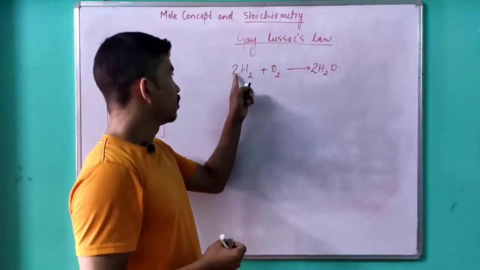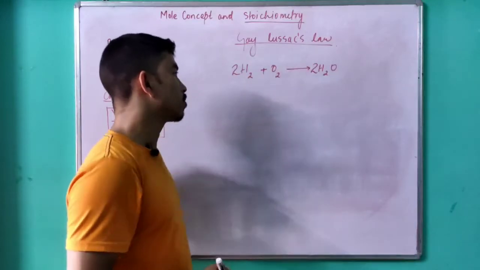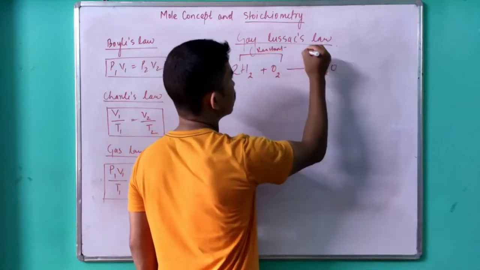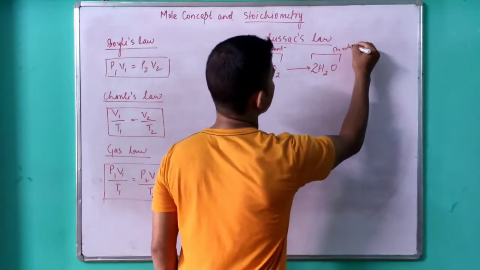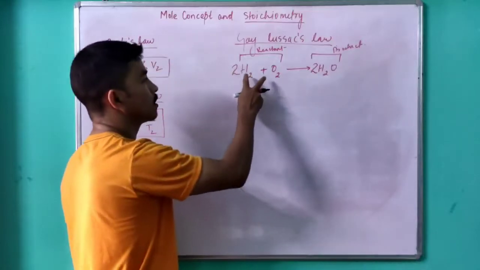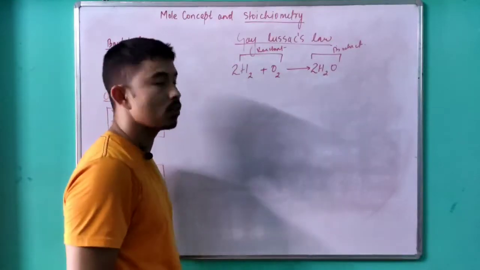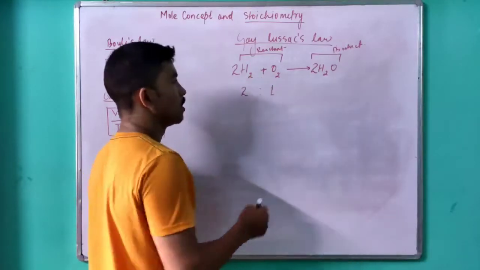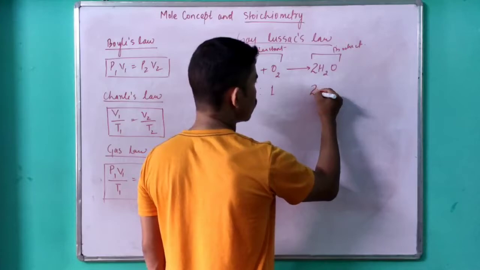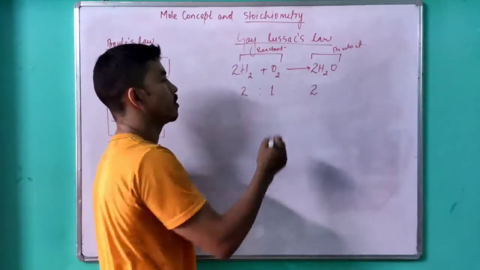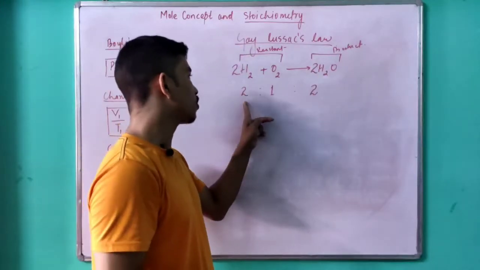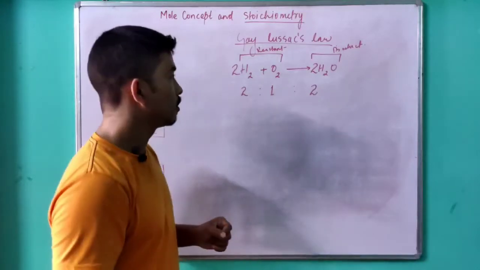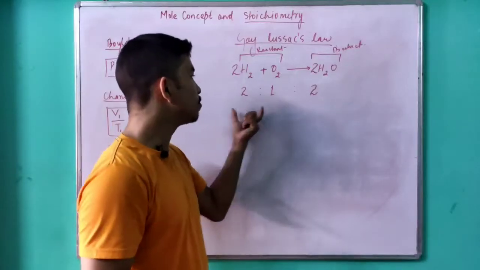Now let us take the first number of each of the quantities. This is the reactant, and the other side is the product. Gay-Lussac's law says that whenever gases react, they always react in a simple ratio to one another. Here the ratio of hydrogen to oxygen is 2:1, and also the water produced is 2 volumes. So this is what Gay-Lussac's law says. They always combine in the simplest ratio.